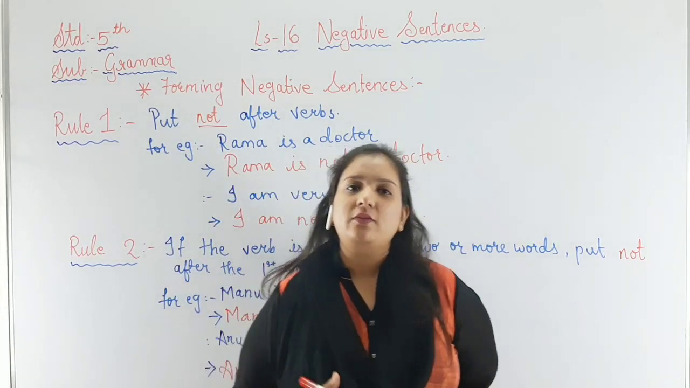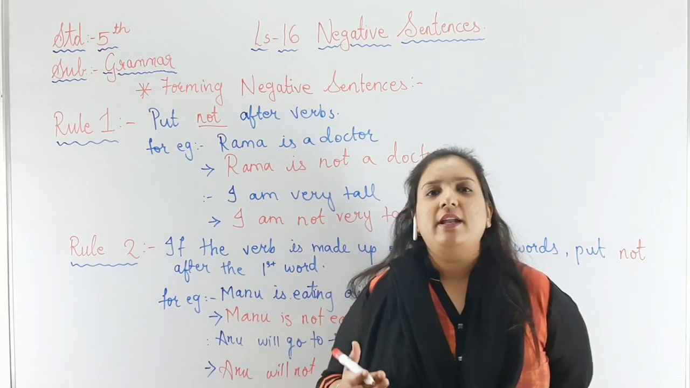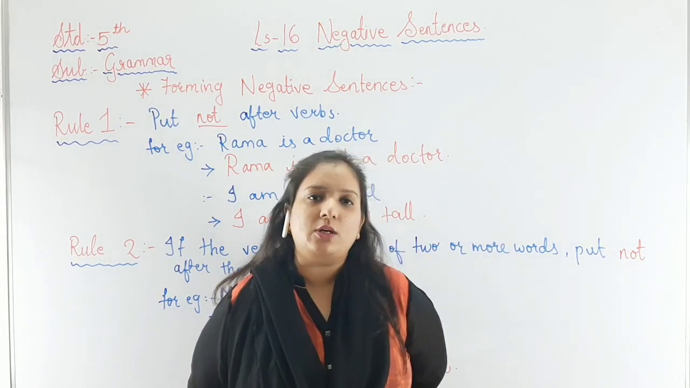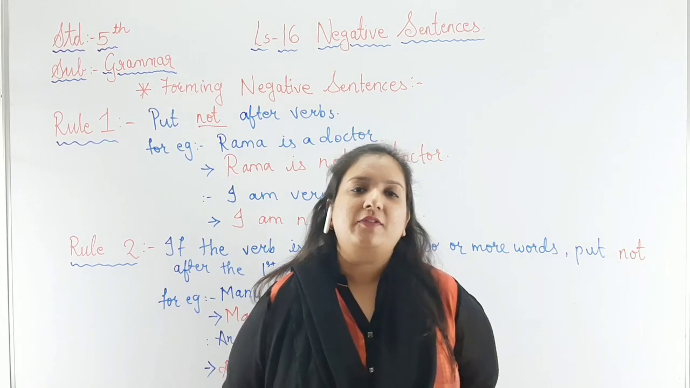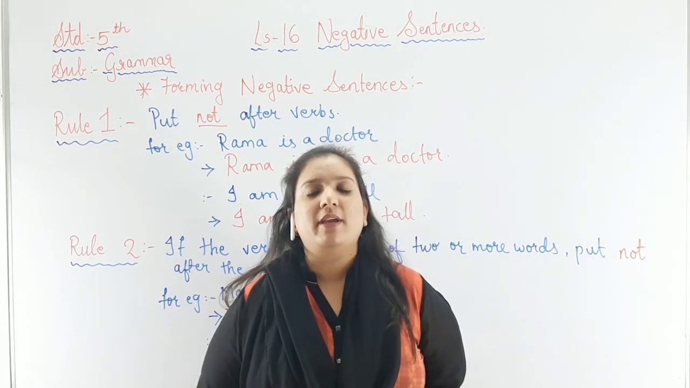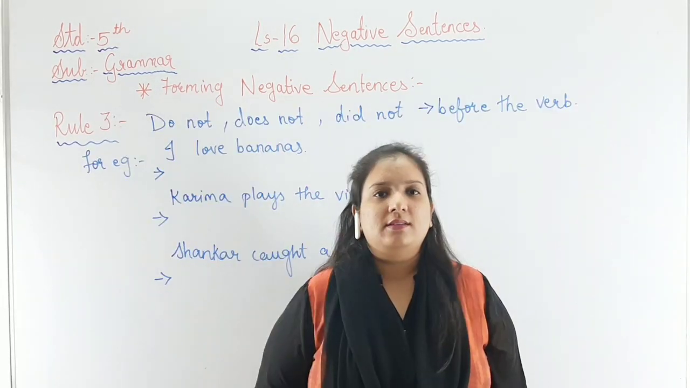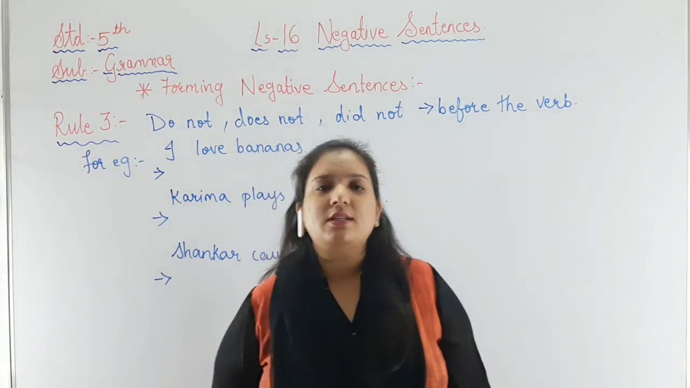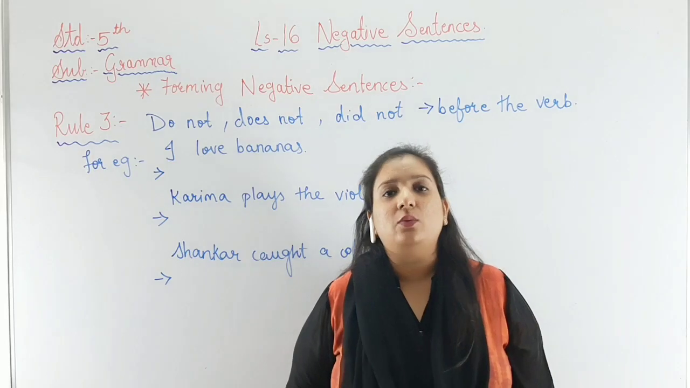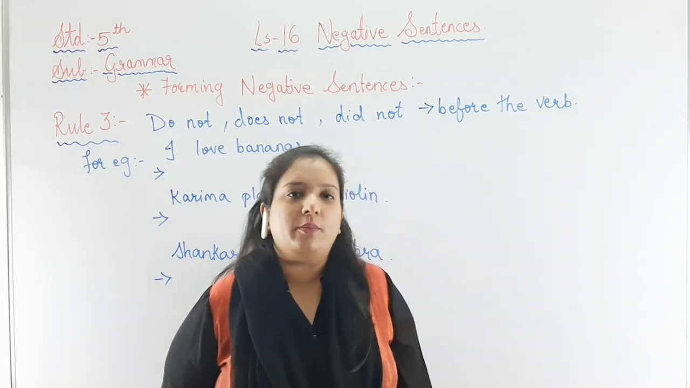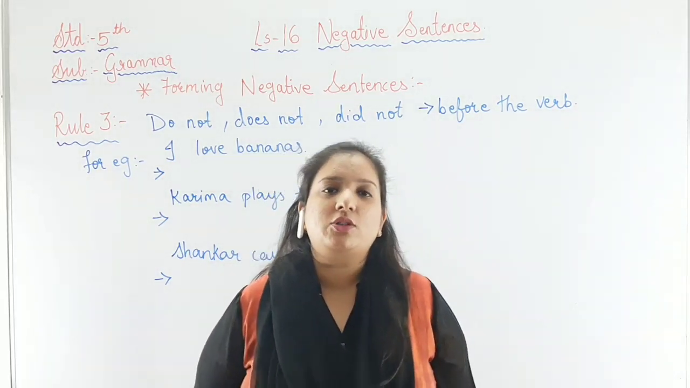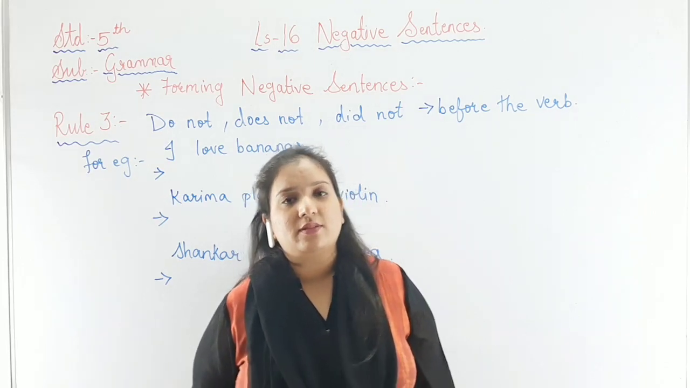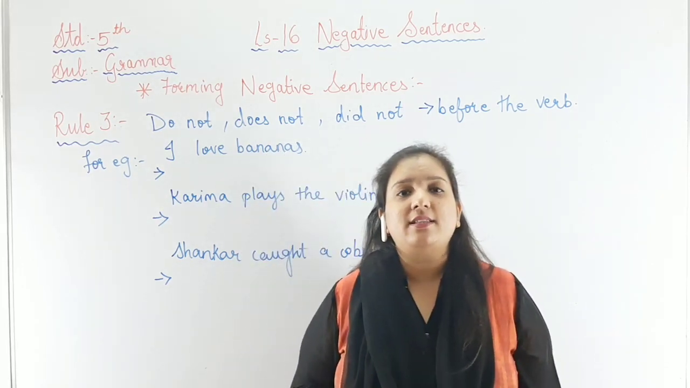If there is only one verb, we will add not after the verb, and if the sentence is carrying 2 verbs, we will add the word not after the first word, that is in the middle of the helping verb and the main verb. Now let us study rule number 3. Now students, it is not always necessary to add the word not after the verb. In some sentences, if we want to convert the positive into a negative sentence, we have to see the tense first.